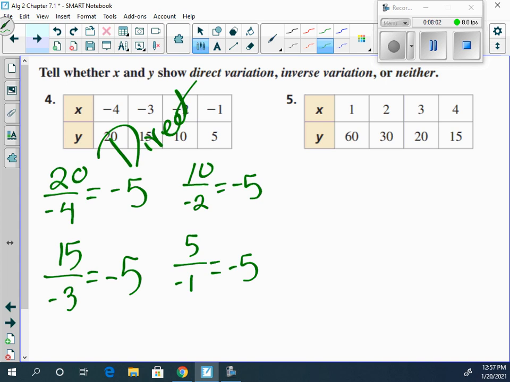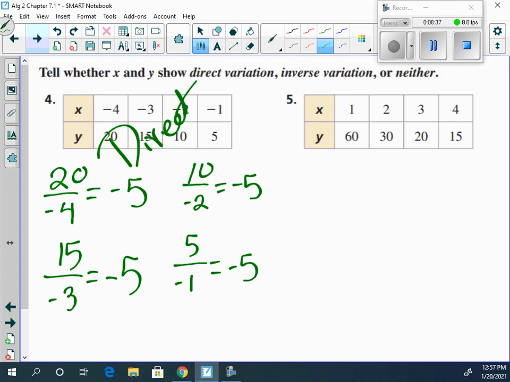And this one here, it would be tempting to say inverse, because if we look at it, -4, -3, -2, -1, it looks like this is increasing, but they're actually getting smaller negatives. And the 20, 15, 10, and 5, those are getting smaller as well. Any questions on either one of these here?